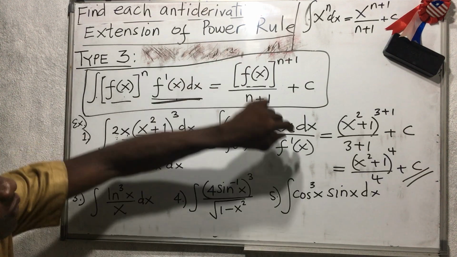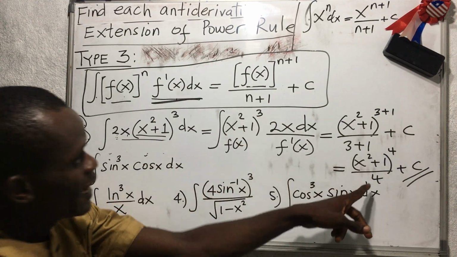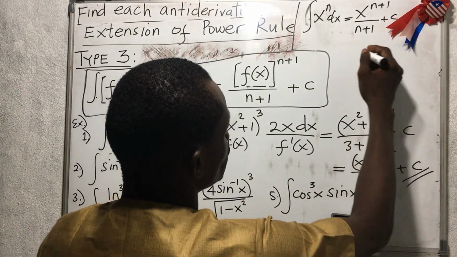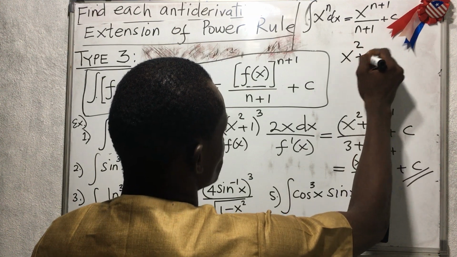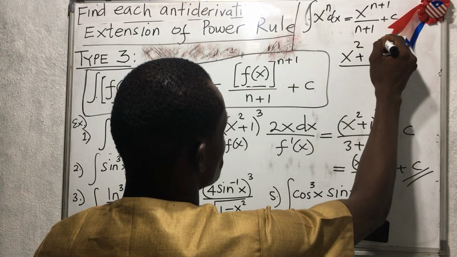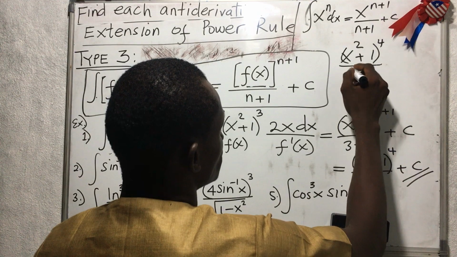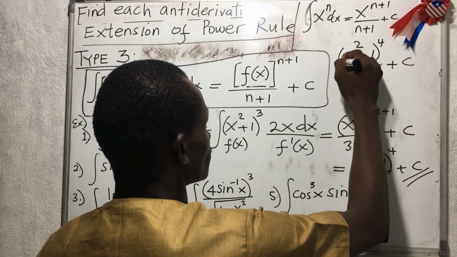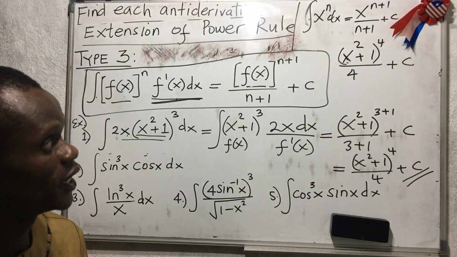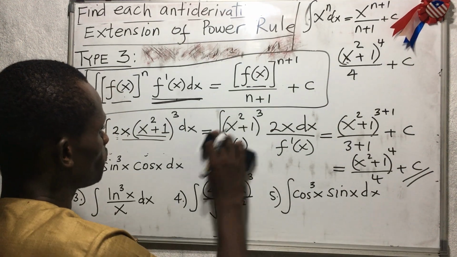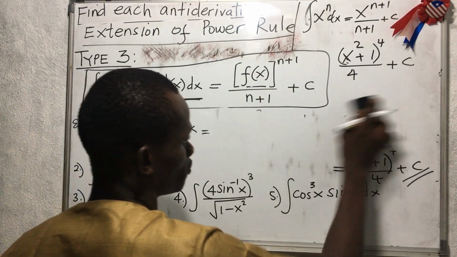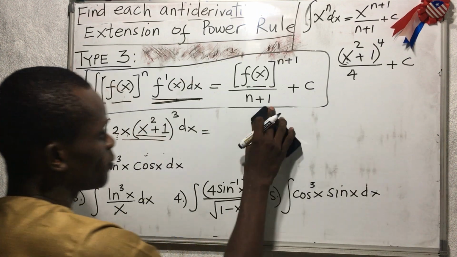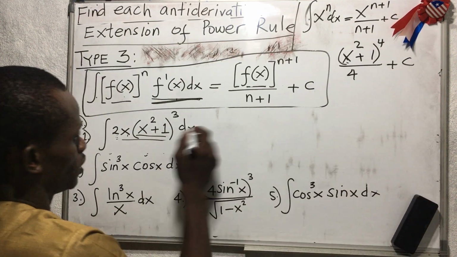Now I want you to hold this answer. Let's write this answer somewhere and take another approach. X squared plus 1 raised to the 4th power divided by 4 plus some arbitrary constant c. Now let's look at another approach, how we can solve the same problem using another approach.